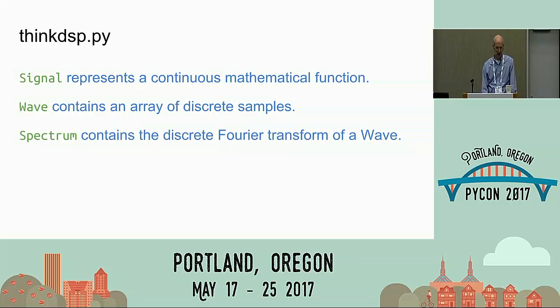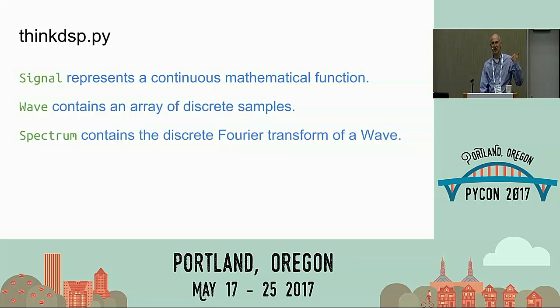So part one, signal processing. We're going to do the Fourier transform. We're going to do it using thinkdsp.py. I mentioned this is a library that I wrote that goes along with the book. It's mostly just a thin wrapper around SciPy, and it's mostly just a thin wrapper around Fast Fourier Transform, or FFT. So there are three objects we're going to work with.